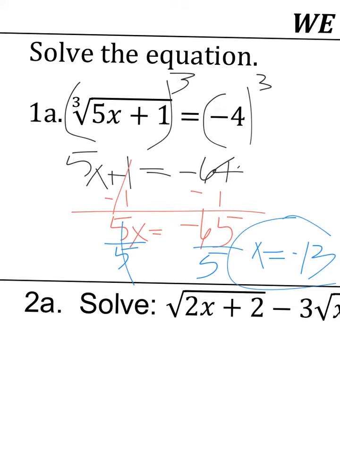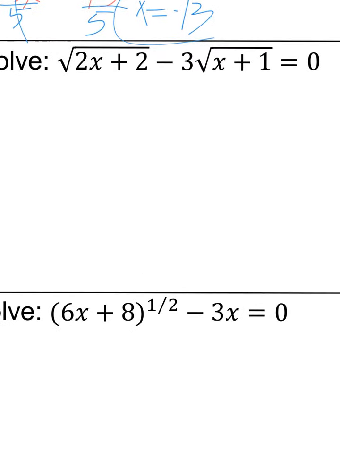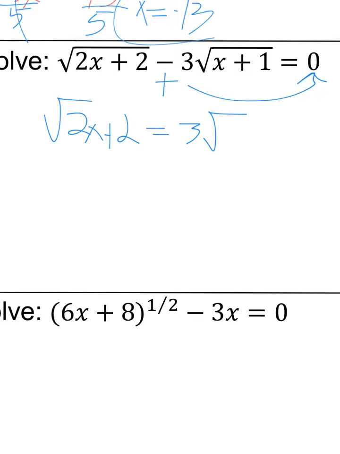Alright, so let's move on to 2a. Here we're going to solve this. It's set equal to 0, so first step is to add this second term to the other side. So I'll just do that. And so I'll have the square root of 2x plus 2 equals 3 times the square root of x plus 1. Alright, so basically we need to get rid of this square root. So you have to square both sides, even that 3 that's on the outside of the square root.